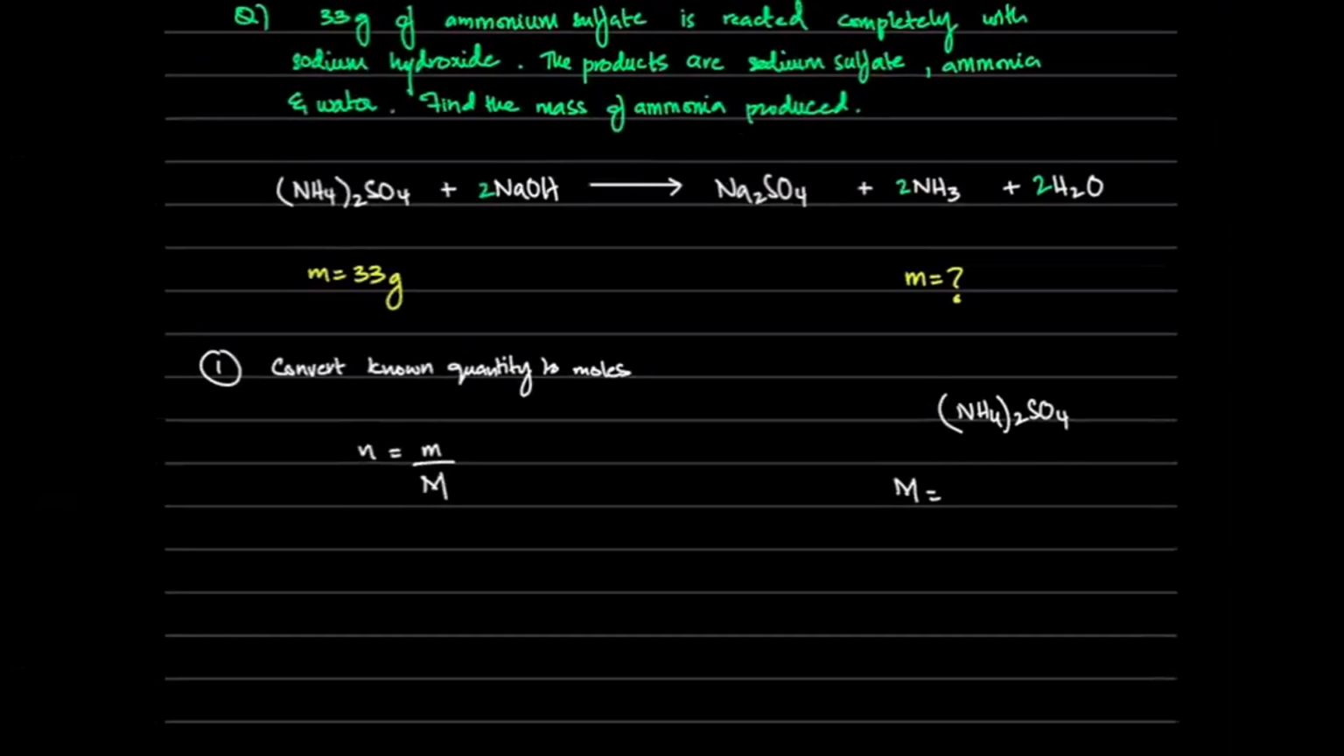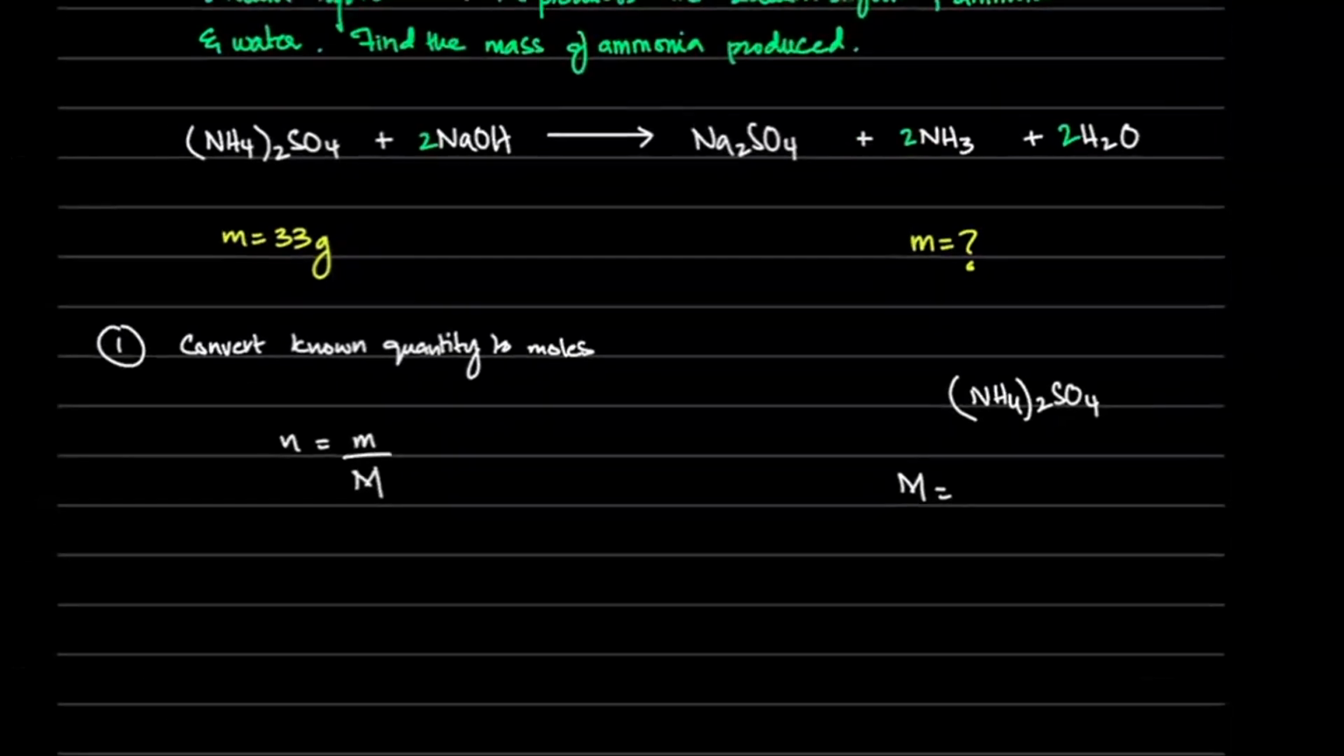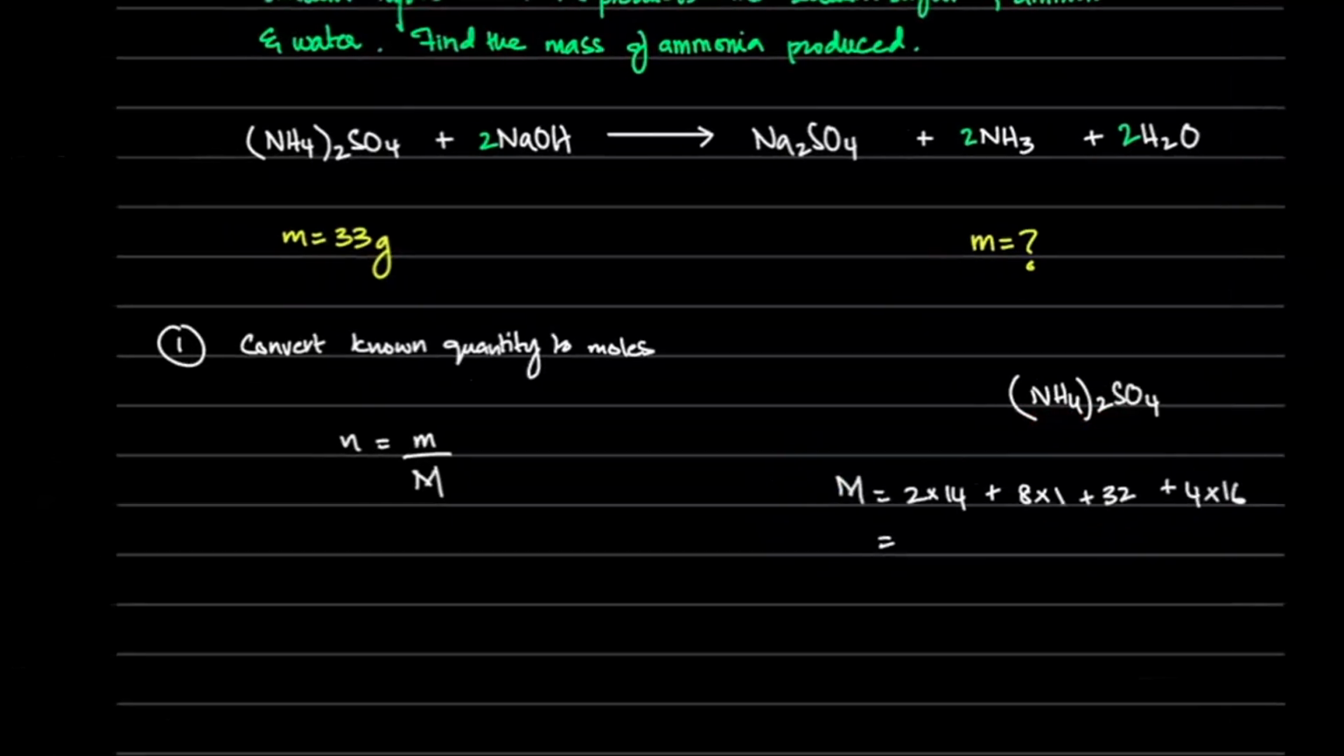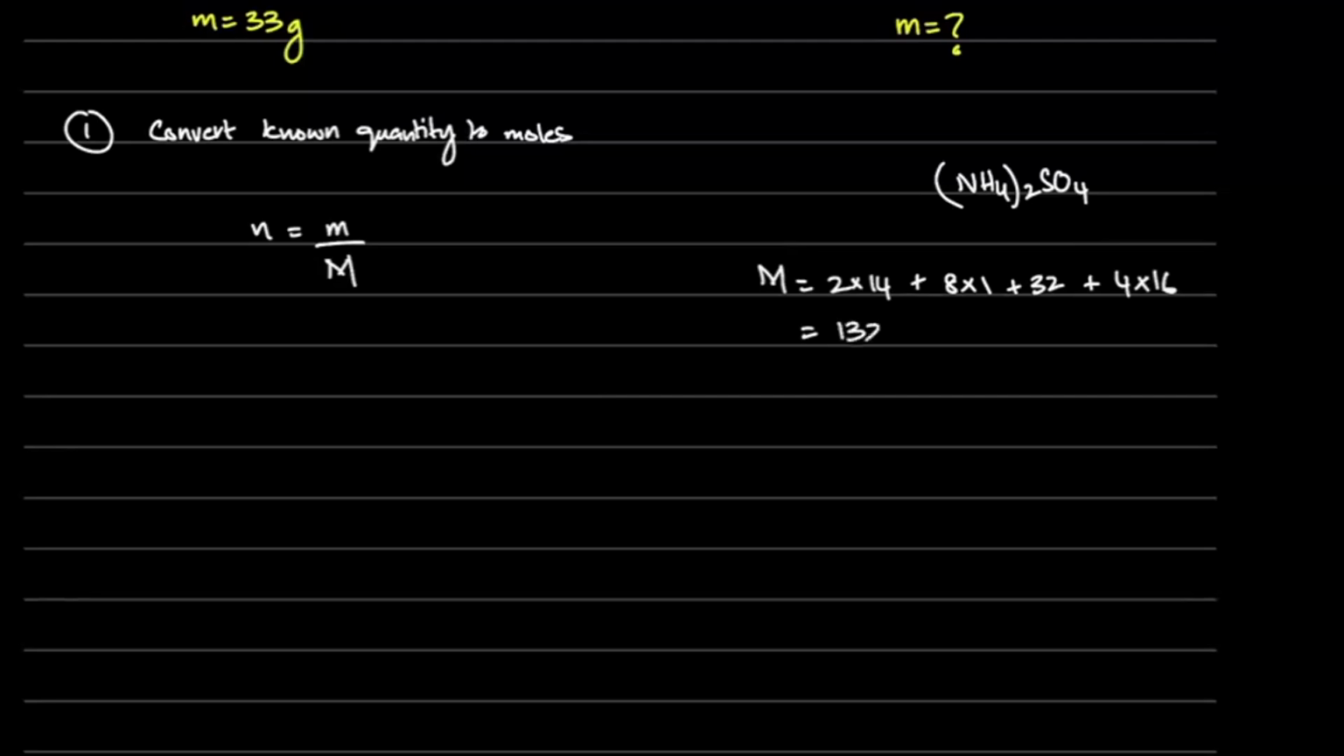Okay. How many nitrogens do we have in this compound? We have 2 nitrogens. So 2 times 14. How many hydrogens do we have? We have 4 times 2, that's 8. So we have 8 times 1, right? Hydrogen ka mass is just 1, hydrogen atom ka. We have 1 sulfur, and then we have 4 oxygens. Okay, we have 4 oxygen atoms. So plus 4 times 16. So what do you get for the molar mass? 132. Okay. So the molar mass is 132.